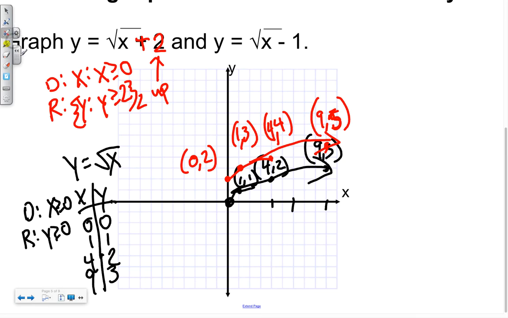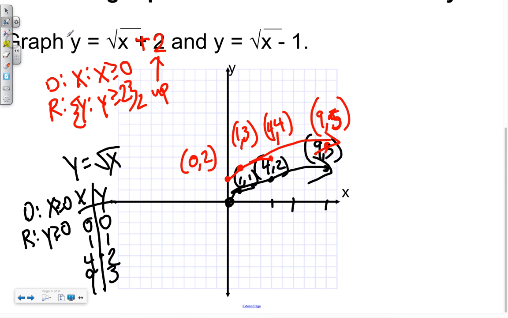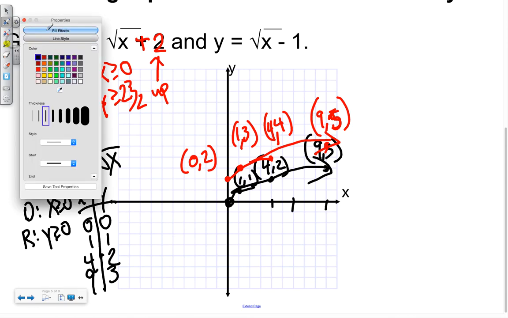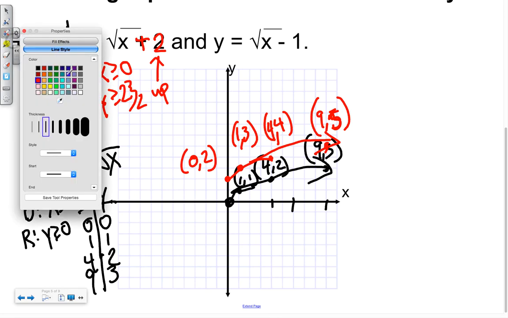Let's see if we can change the color here. I don't know if we can do that or not, but let's try that. Let's try for blue. Okay. Nope, still didn't change that. Okay, we'll try again. Okay, so, nope, now that's red.